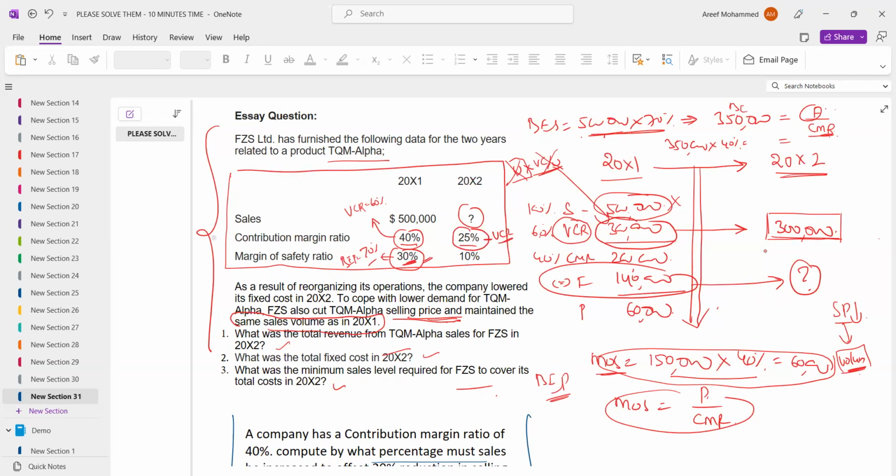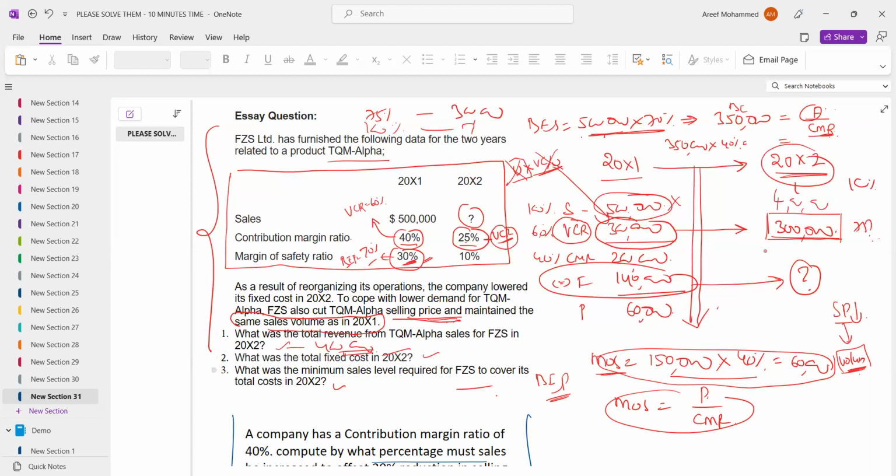Okay. So if contribution margin ratio is 25%, variable cost ratio is how much? 75%. So that means 75% is 300,000. What is my total sales? That is equal to 100%, right? Therefore, total sales 100% is equal to how much? 400,000. That is your first answer. What was the total revenue? 400,000.